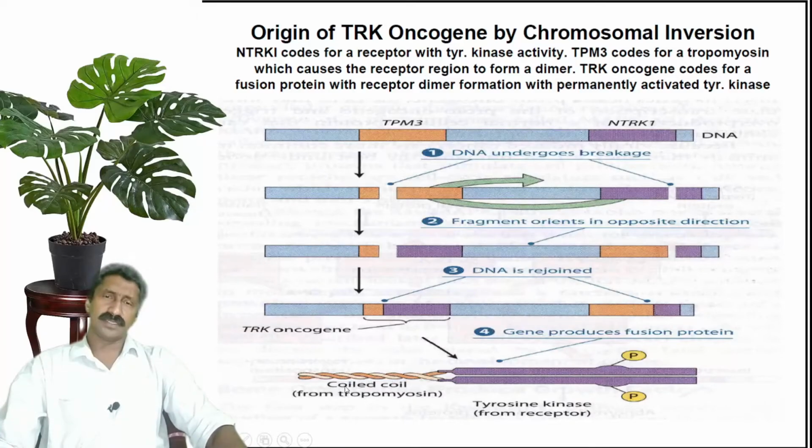You can see the coiled-coil region that is produced from tropomyosin, the initial segment, and the part contributed by the tyrosine kinase will have a tyrosine kinase receptor, which will always be in a phosphorylated state. Phosphorylated form means that it is a constitutively active form.